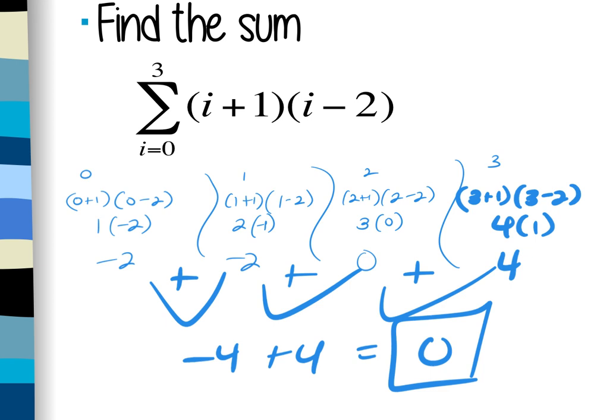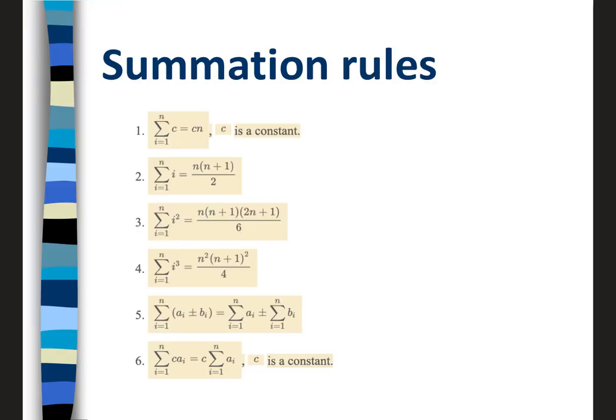So a sum can be 0, a sum can be negative, a sum can be a fraction, a sum can be a decimal. There's no rule on what a sum has to look like, okay? But again, important that we note, we start at the bottom, we stop at the number at the top. We still good? Okay, so these are your summation rules, okay?